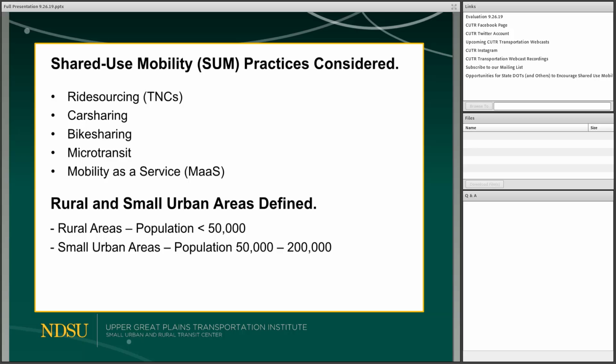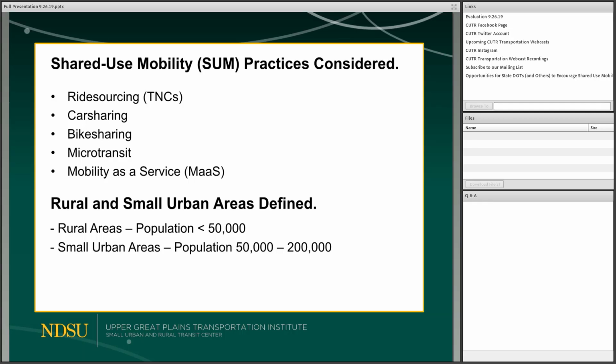Here, this slide summarizes the shared use mobility practices that we have considered for this research effort. The study investigated various categories of SUM services, such as ride sourcing, which are also called TNCs, such as Uber, Lyft, Phoenix Mobility Rising, or Ruby Ride, etc. Car sharing like Car2Go, Zipcar, Enterprise Car Share, bike sharing, and microtransit services. And the study also focused on mobility as a service framework for applicability in rural setup.